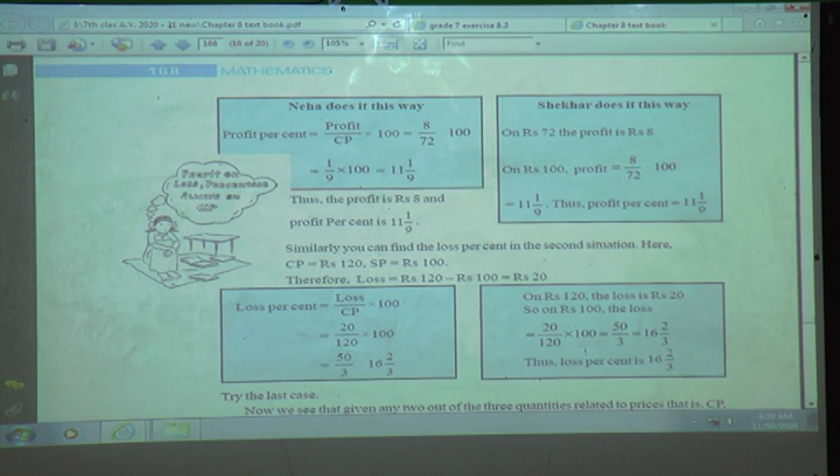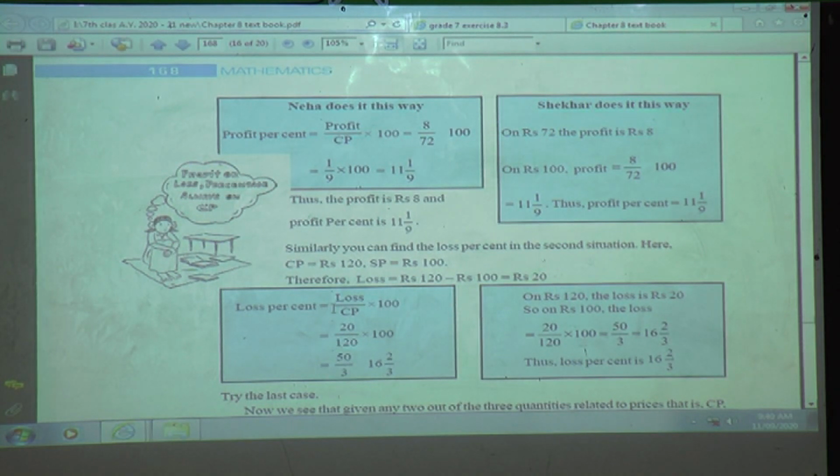Similarly you can find the loss percent in the second situation. Here the cost price is given as rupees 120 and the selling price is given as rupees 100, which we had seen in the previous example, the t-shirt. Therefore the loss is equal to CP minus SP, because here the cost price is greater. That is 120 minus 100, which is rupees 20. It is a loss. So we have to find the loss percent.